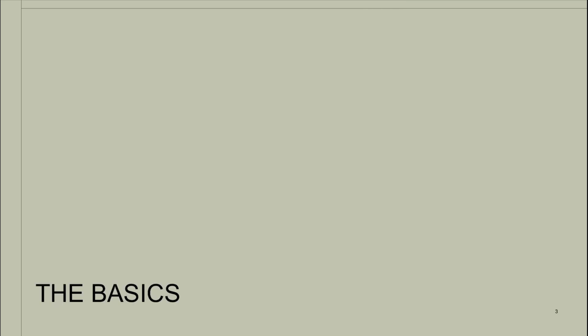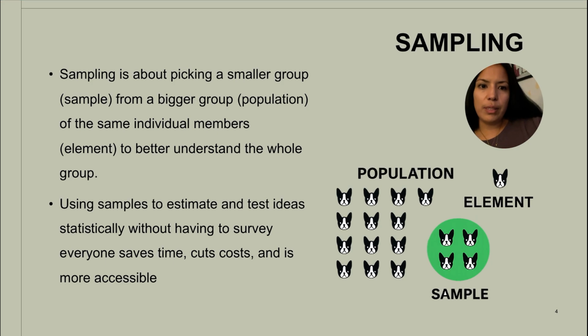The basics. Sampling is about picking a smaller group, which is the sample, from a bigger group, which is the population, made up of individual members, which are the elements of the population. Using samples to estimate and test ideas statistically without having to survey everyone saves time, cuts costs, and is more accessible.